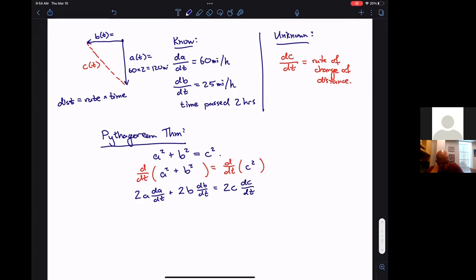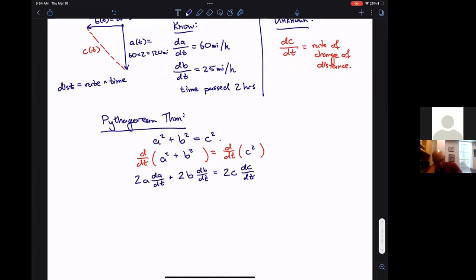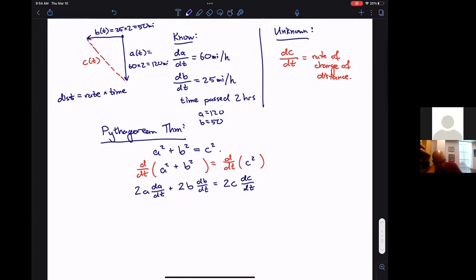B, similarly, I can solve. It's 25 miles per hour. Again, 2 hours later, that gives me 50 miles. Okay, great. So I have A, I have B, and I can solve for C, right? So now I'm adding all this data. So A is 120, B is 50. And I can solve for C using the Pythagorean theorem. So let me, on the side here, solve for C.